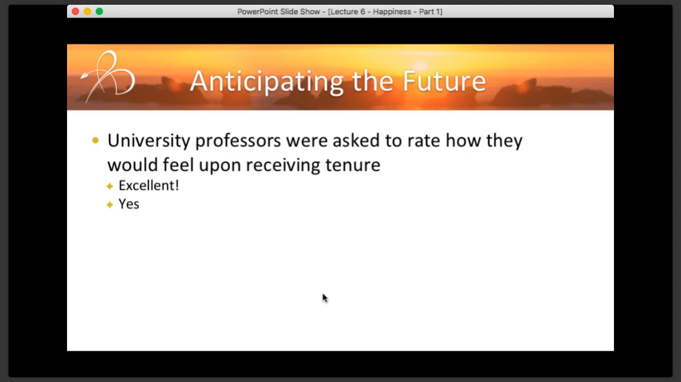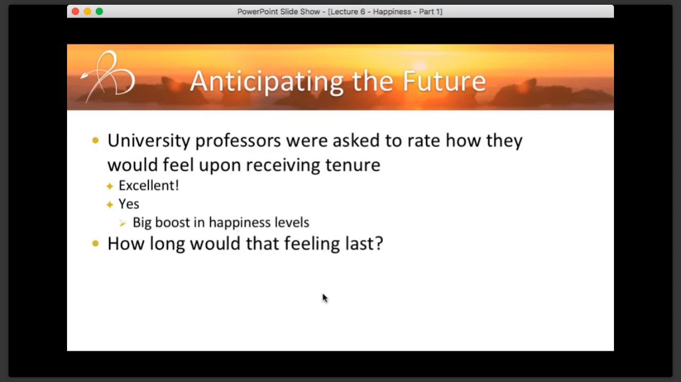They do feel phenomenal. But now, in advance, earlier, they were also asked, how long do you think that excellent feeling will last? Like, your happiness level is going to be bumped up. You say by a lot. How long is that boost going to last? And they say, well, it's going to last for years.